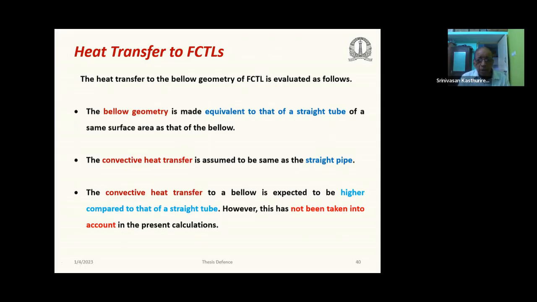Now, for the heat transfer, the bellow geometry is evaluated as follows. The bellow geometry is treated as equivalent to a straight tube with the same surface area as the bellow. So convective heat transfer is assumed to be the same as for a straight pipe. Convective heat transfer to the bellow is expected to be higher compared to that of a straight tube. However, this has not been taken into account in the present calculations.